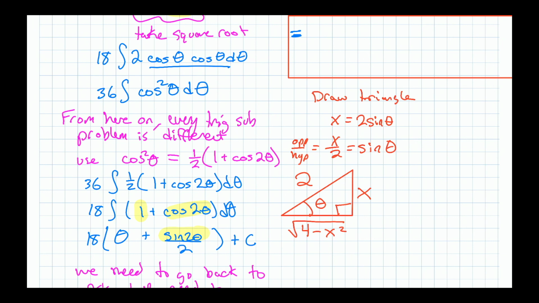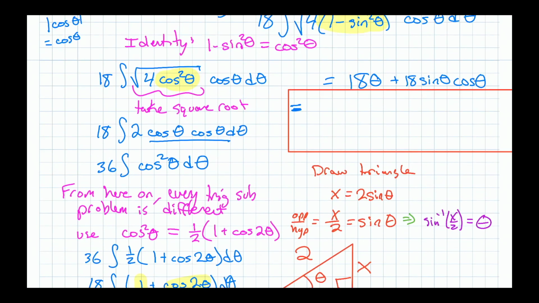All right, so there's my triangle. Once we have the triangle, we can do most of this. We do need to remember what to do with this. Remember how I said you could do the sine inverse of both sides here? You can, and you're going to get sine inverse of x over 2 is theta. All right, now let's write our answer.